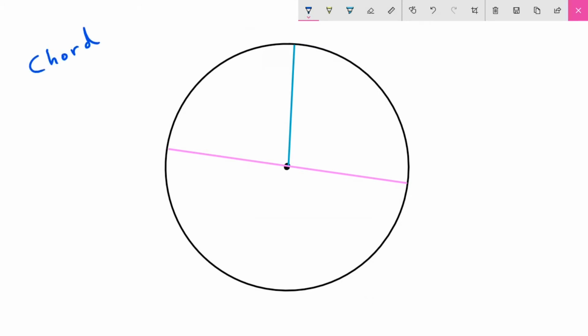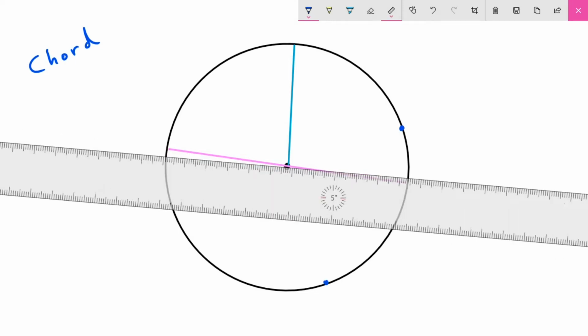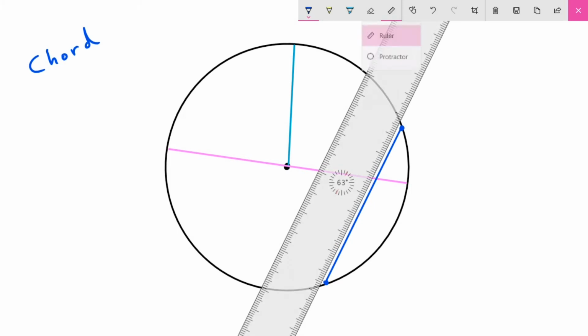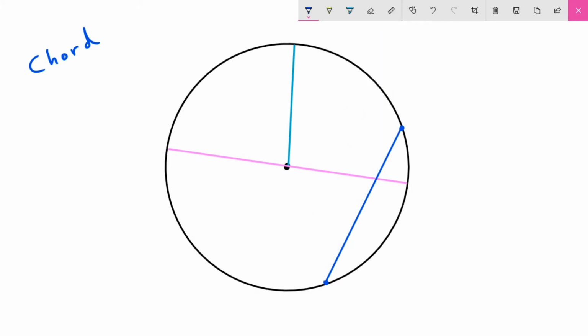Chord. And a chord is a segment whose endpoints are points on the circle. So you want to see a chord? I can pick any 2 points on this circle. Right here, right there. You see those 2 points on the circle? And then I just connect them. That is a chord. It doesn't have to go through the middle. As long as the 2 endpoints are on the circle, that is a chord.